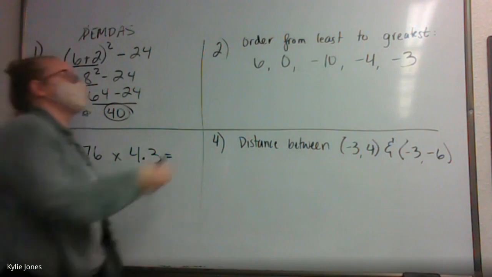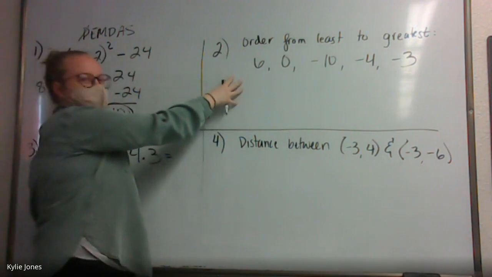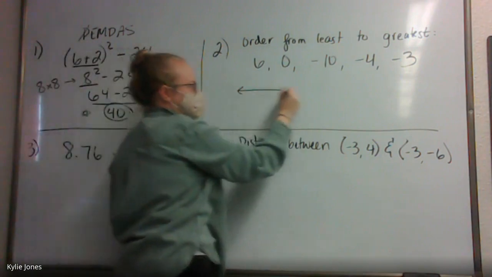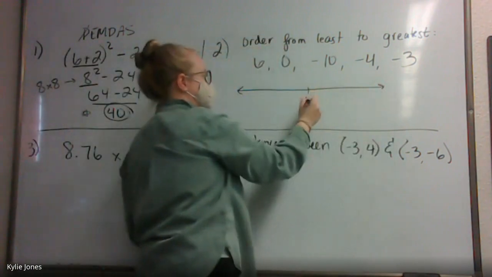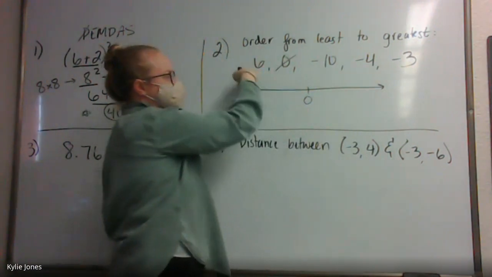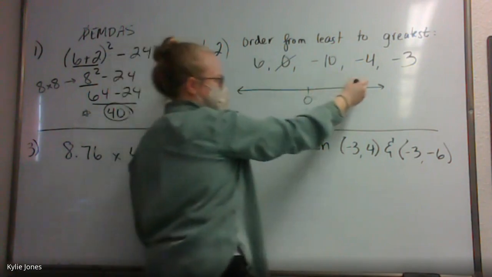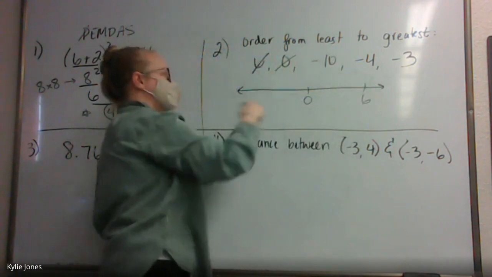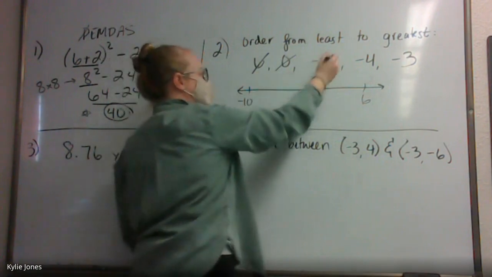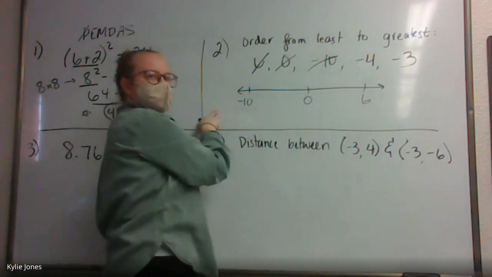Anyway, number 2 here. This is similar to something you're going to do this Friday, ordering numbers from least to greatest. One of the best ways to do it is to put them on a number line, right? Put 0 in the middle. So I've got 0. Where would 6 go? To the right, over here, on 6. What about negative 10? That's to the left. What about negative 4? Is it farther left than negative 10?